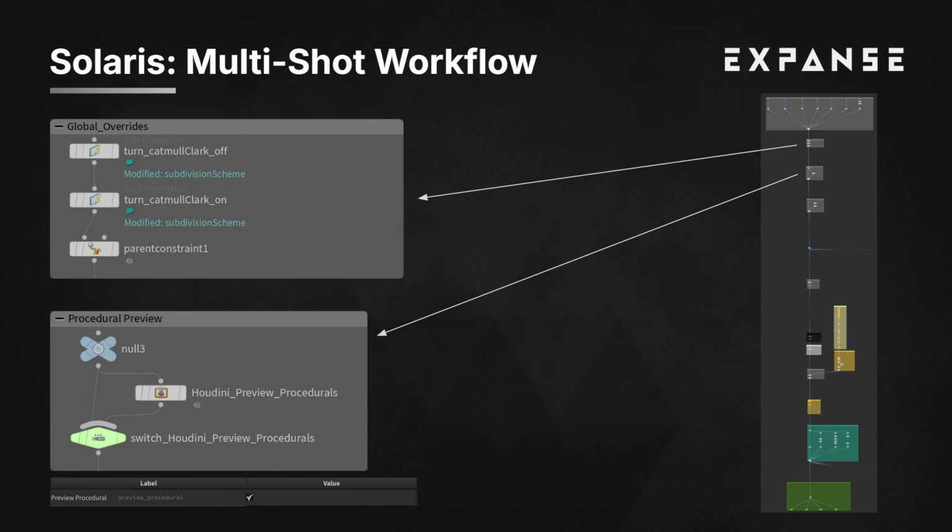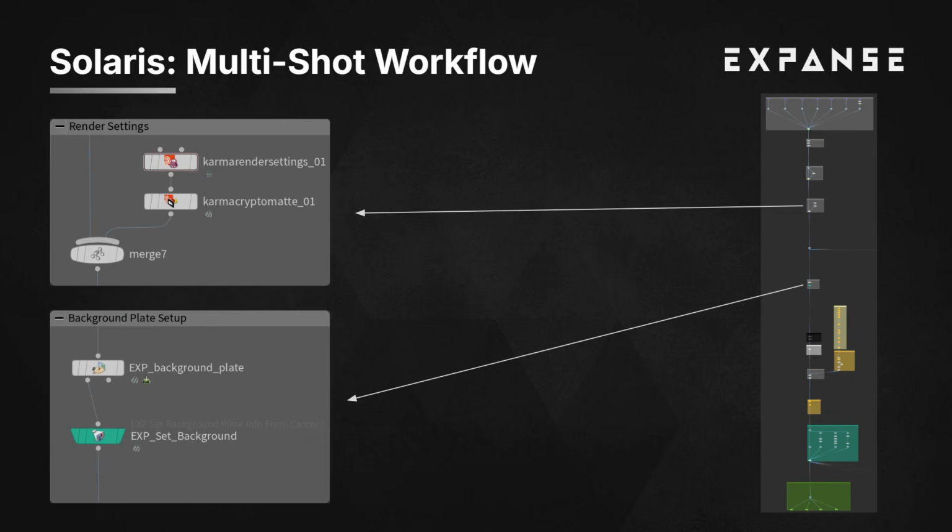Underneath, we have a shot switcher. We have global overrides, and a procedural preview node that we can turn on and off with a global context variable. Then we have a render settings node at the top.